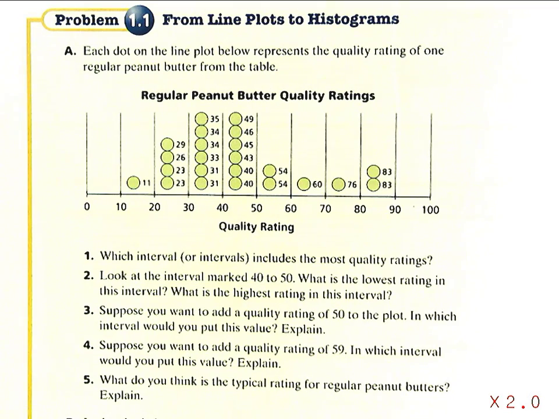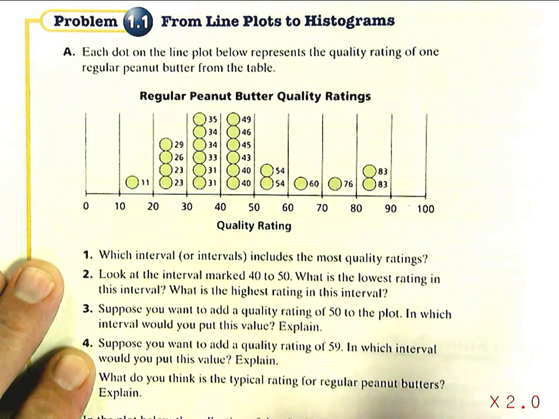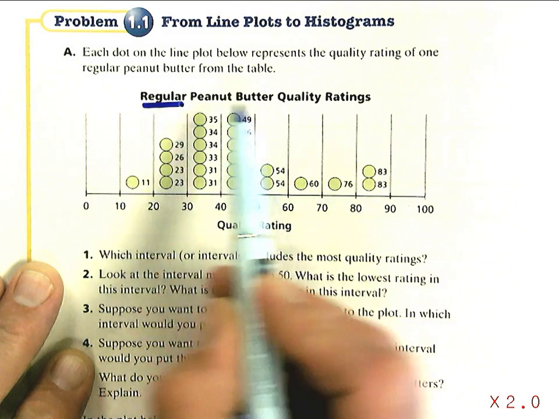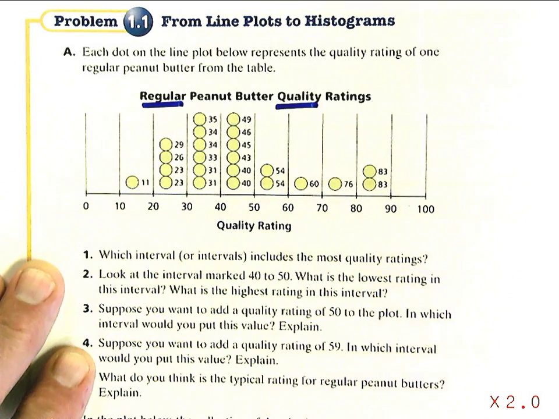Welcome to Samples and Populations, problem 1.1. And in this investigation, I'm just going to go over an overview of the different types of graphs and how to read them. So the first type of graph is called a dot plot. And in problem 1.1, you're given a dot plot that records the regular peanut butter quality ratings.